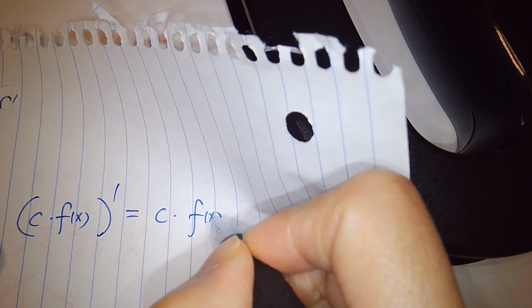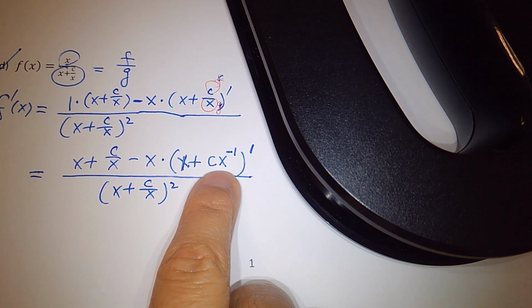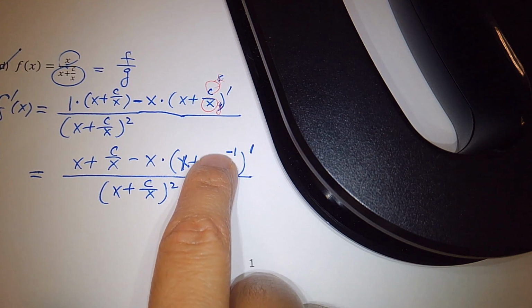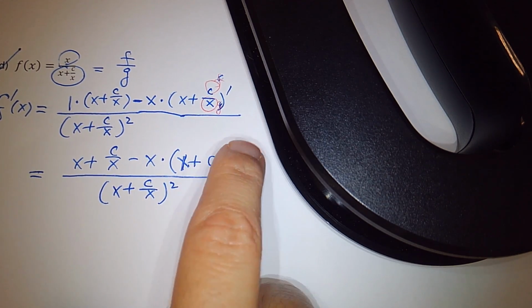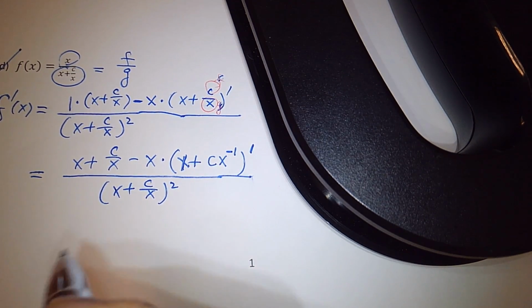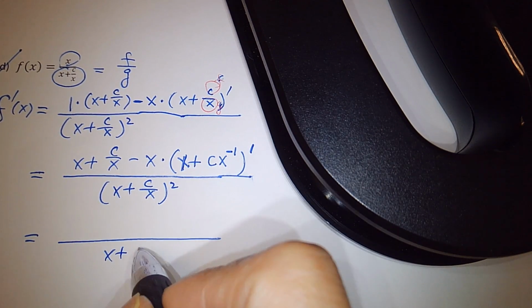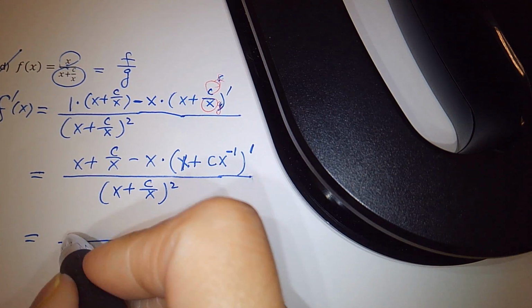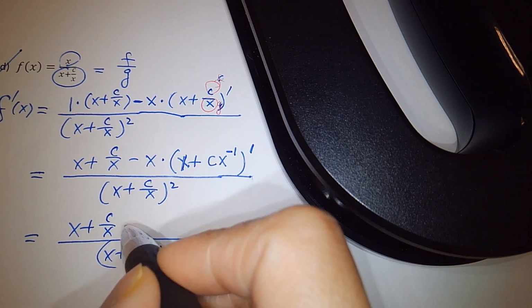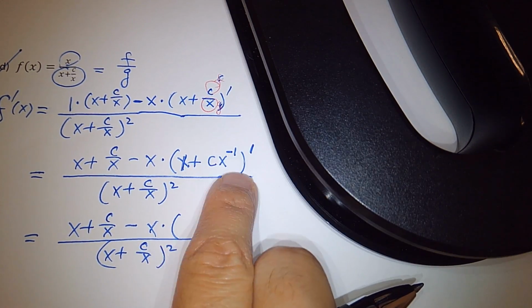Remember, c times a function's derivative equals c times the derivative of the function. Remember this? Yes. Okay, so c times 1 over x, we have to compute what? The derivative of x to the negative 1 power. On the bottom, we have x plus c over x squared. On the top, let's see what we have: x plus c over x minus x times, now we come to the derivative.